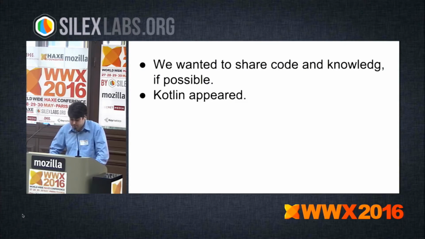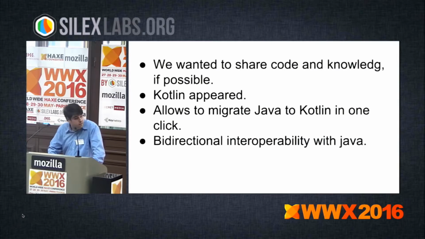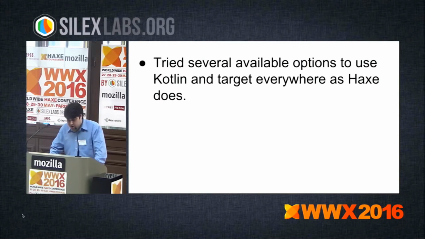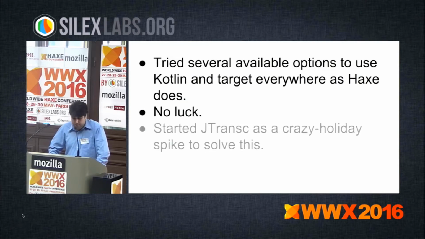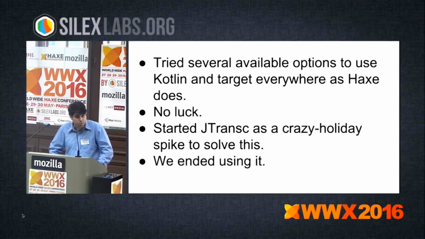And then Kotlin appeared. It allows you to migrate Java to Kotlin in just one click, and it has bidirectional interoperability with Java, and it's a modern language. Yeah, and it has awesome tooling because it's from the people that created IntelliJ. So we tried several available options to use Kotlin in order to be able to target everywhere, but we had no luck. So I started JTransc as a crazy holiday spike, and we ended up using it.